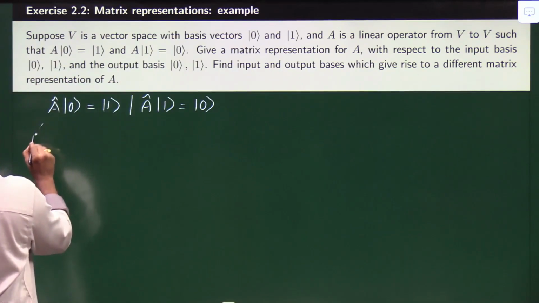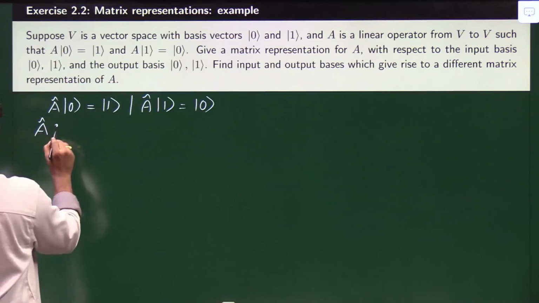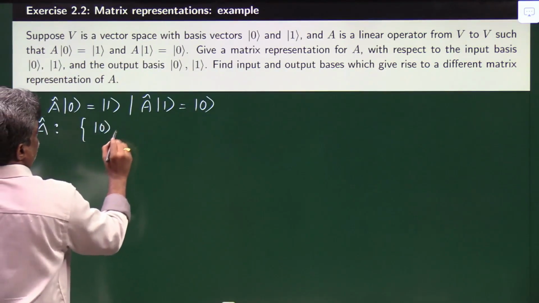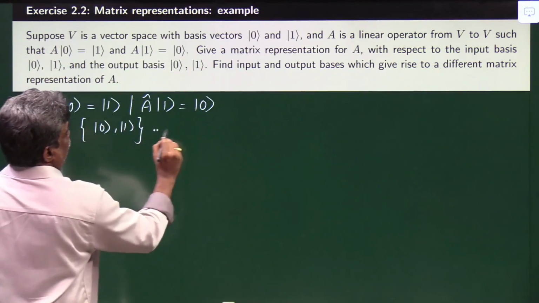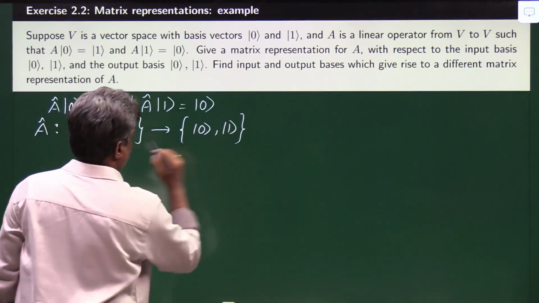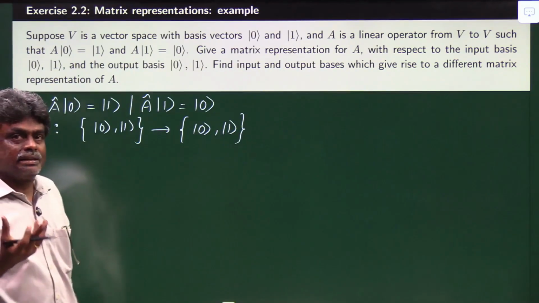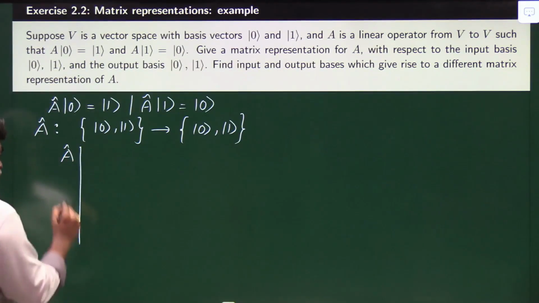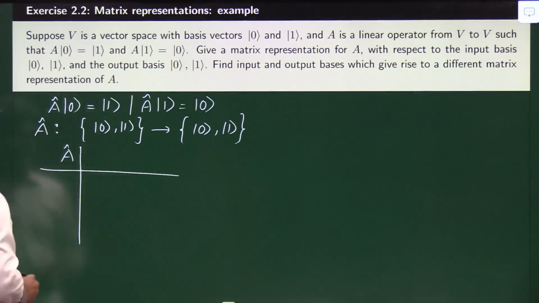Okay, so here I am taking this operator representation by taking input basis ket 0, ket 1 and output basis also ket 0, ket 1. Okay, and how to represent this in the matrix form? Just take this way. This is the operator A.